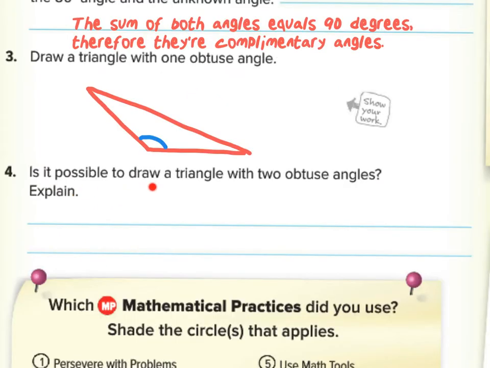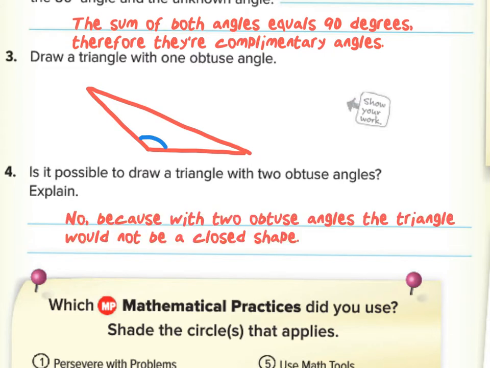Is it possible to draw a triangle with two obtuse angles? Is it possible to have two angles like this? Well, let's see. If I were to go more than 90 here, and then at this one I go more than 90, which means I wouldn't go up, but I would go back out, I would continue to go outward, almost making a boat. Do you see that? Like the bottom of a boat, a ship. But we wouldn't be able to. Obtuse and another obtuse, and a triangle is supposed to have three sides. We would not be able to. So the answer is simply no, because with two obtuse angles, the triangle would not be a closed shape.